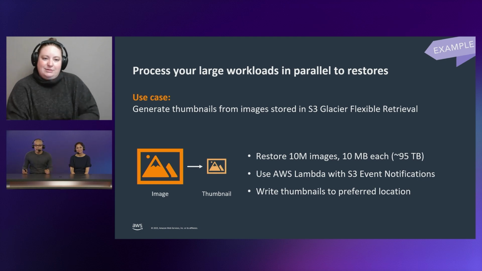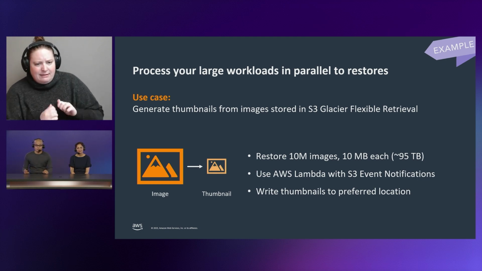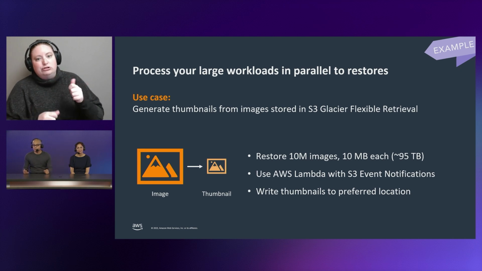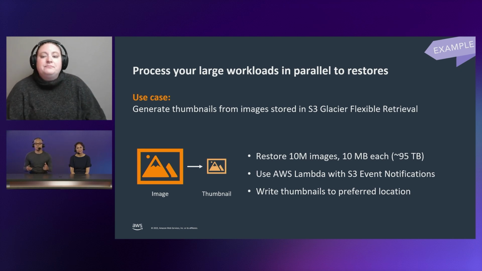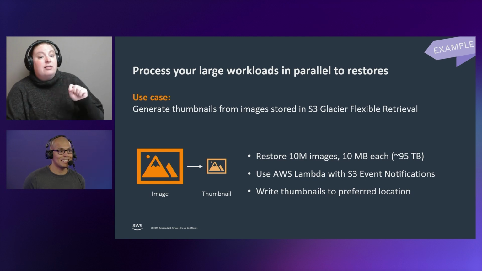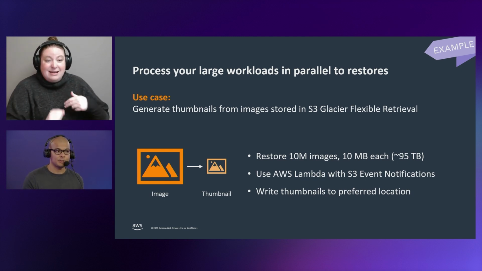Now you might ask how you might benefit from this performance improvement if you have much larger retrieval workloads. Well, let's walk through an example. Say you need to generate thumbnails from images that you have stored in S3 Glacier flexible retrieval. You've got 10 million of these images totaling about 95 terabytes.